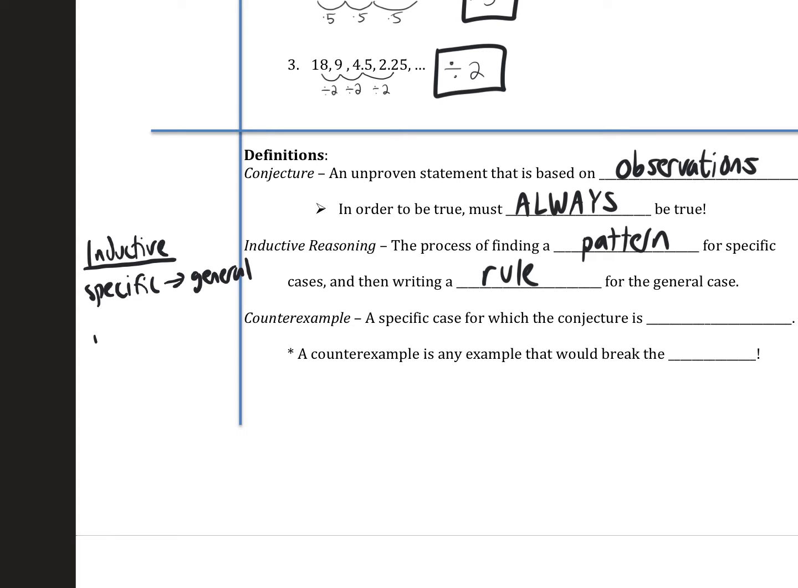And deductive, what do you think that's going to be? It's the opposite, which is going to be a general rule to write for a specific situation. Using a general rule to write something for a specific situation. If you guys have heard of, like, Sherlock Holmes, he uses deductive reasoning a lot.